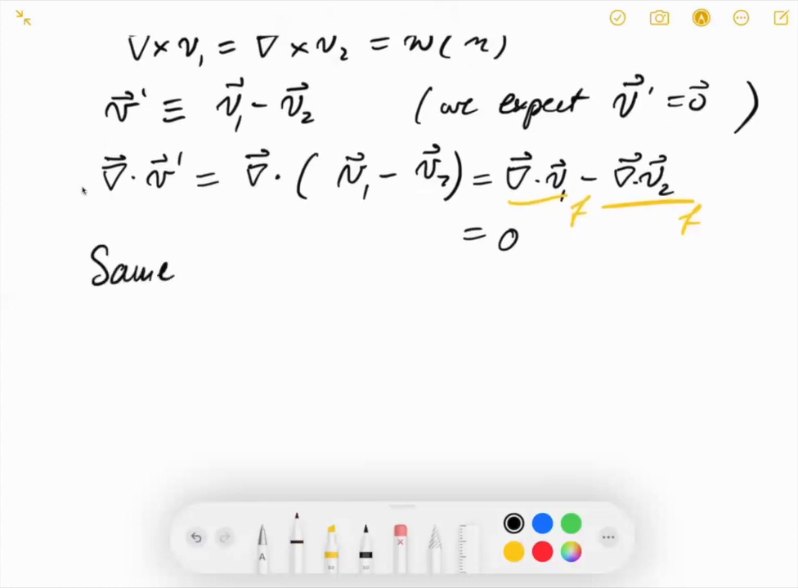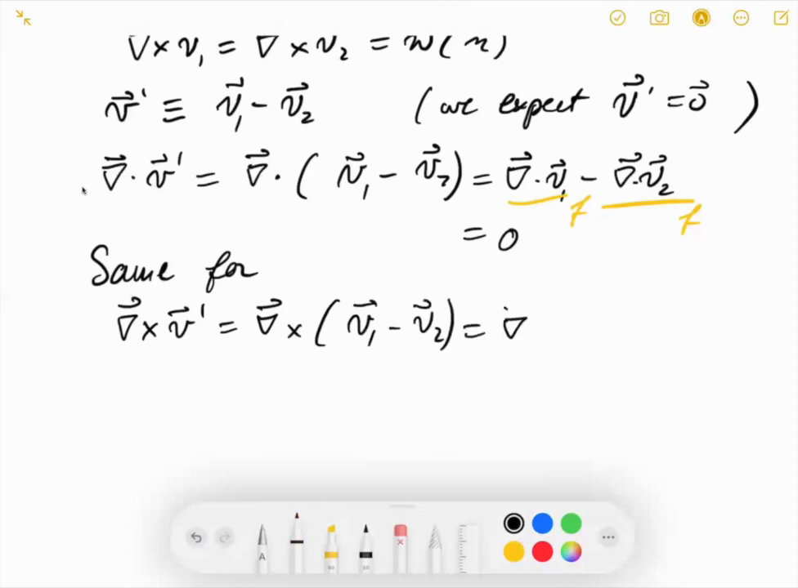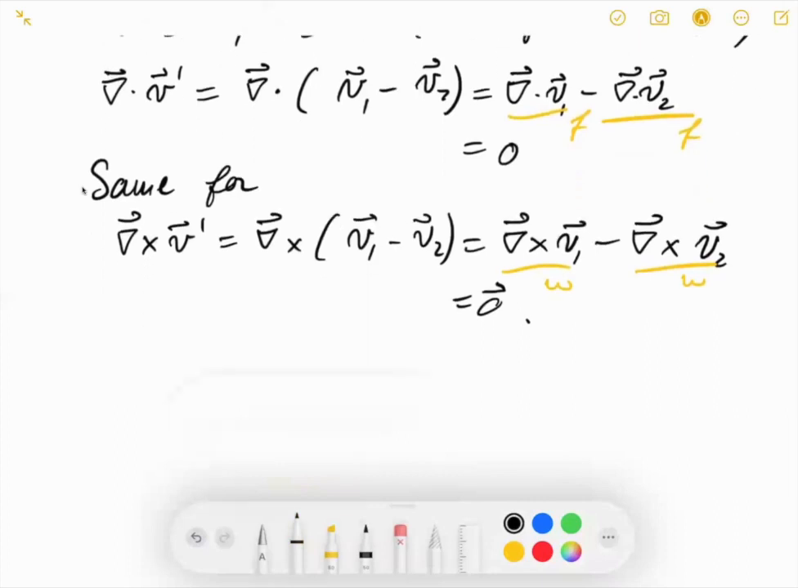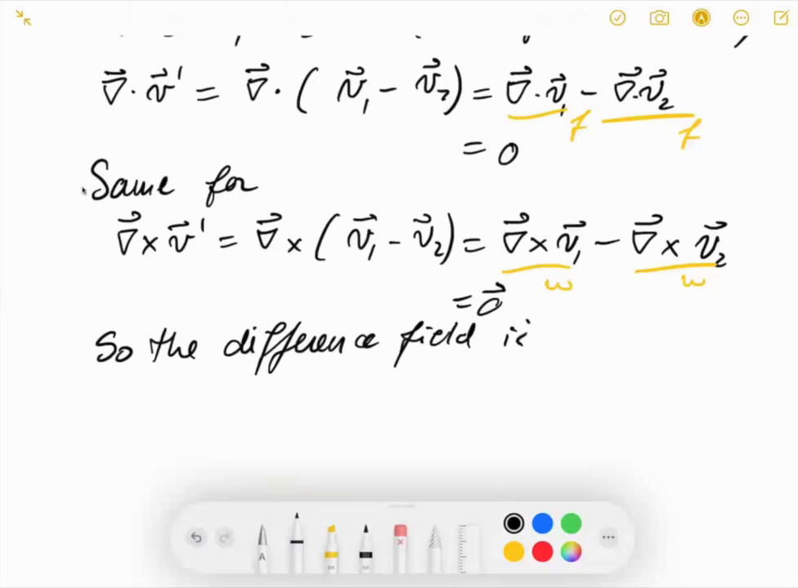Same for the curl. So it's going to be the curl of the difference, V1 minus V2, curl of V1 minus the curl of V2, which is, of course, this is going to be W. So therefore, subtract them, 0. And of course, that's a scalar. Sorry, it's a vector 0. So the difference field is curl free, right? Because the curl of that difference field is 0.